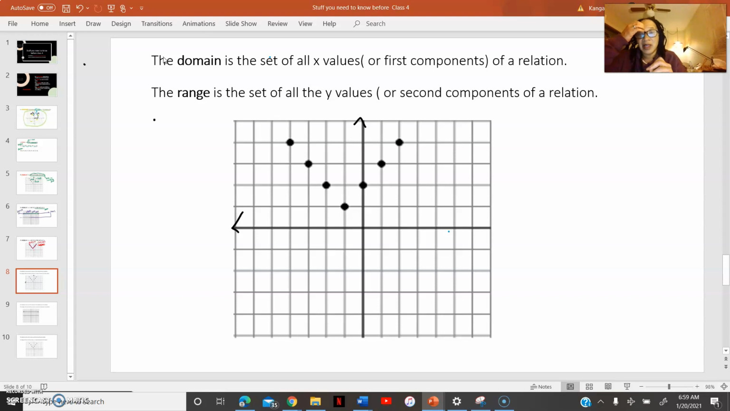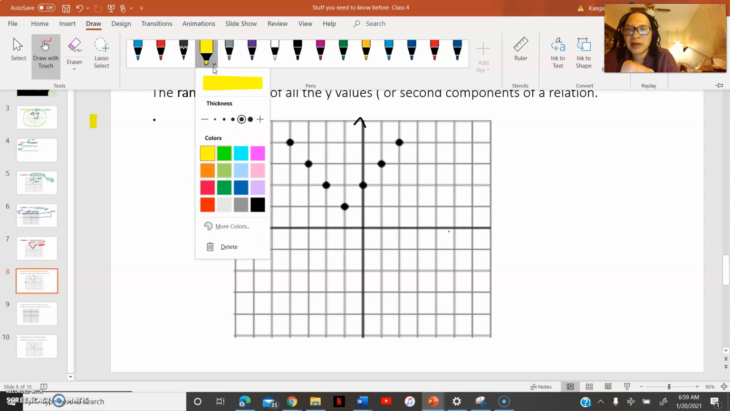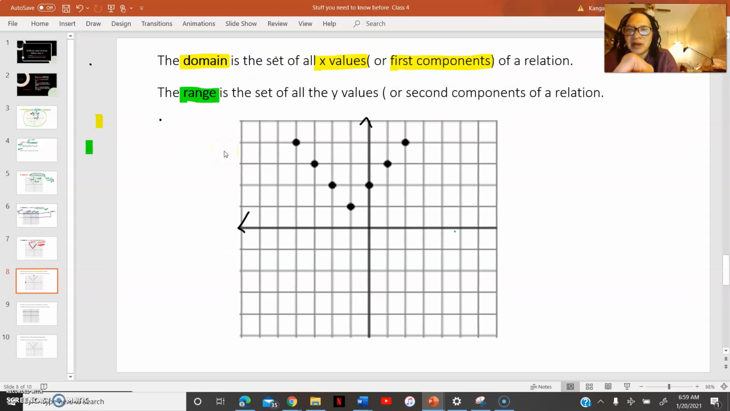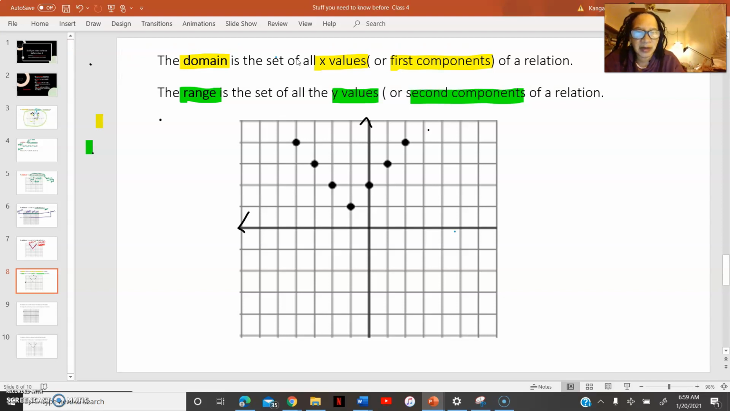That's domain and range. So look at the domain definition. I know you can't see it. Now you can see the domain is the set of x values, or first components of a relation, and the range is the set of y values, or the second components of a relation. So let's try to find the domain and the range of this relation that we're looking at here. And to do that, let's kind of label.